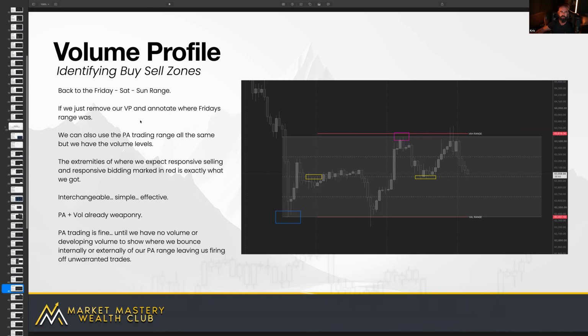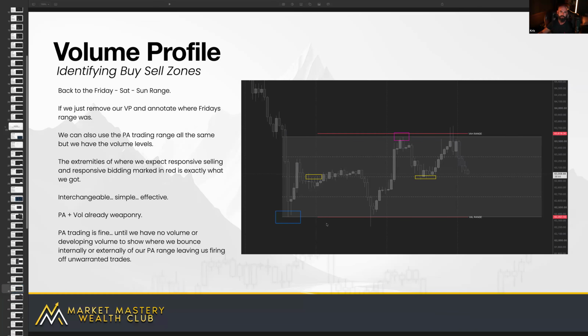If we just remove our volume profile and annotate where Friday's range was, we also use the PA trading range, all the same, but we have the volume levels. The extremities of where we expect responsive selling, responsive bidding, marked in red, is exactly what we got. So, interchangeable, simple, effective. PA and the volume profile is already weaponry. So PA trading is fine until we have no volume or developing volume to show us where we bounce internally or externally of our PA range, leaving us firing off unwanted trades.